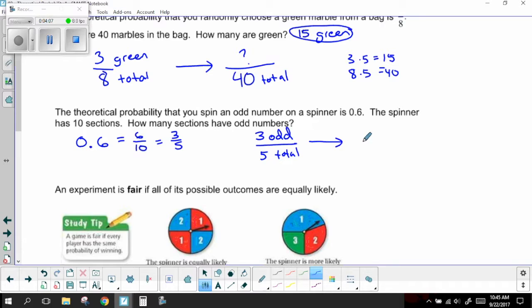And we know there are 10 sections. How many have odd numbers? 5 times 2 is 10. So I can do 3 times 2 to get 6 sections. That's my final answer.